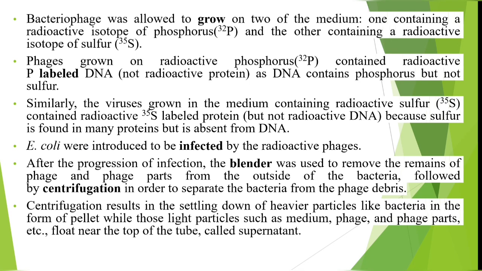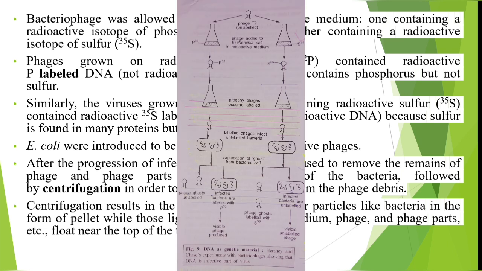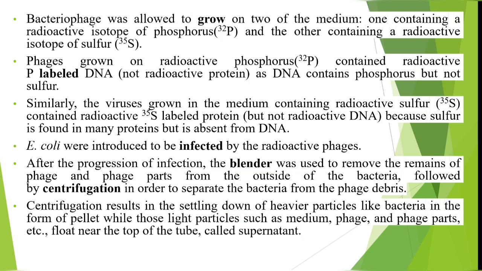So at first bacteriophage virus was allowed to grow on two media, one containing radioisotope of phosphorus, P32. Radioactivity means simply we have to tag something so that we can trace it. Another medium contained a radioactive isotope of sulfur, S35.